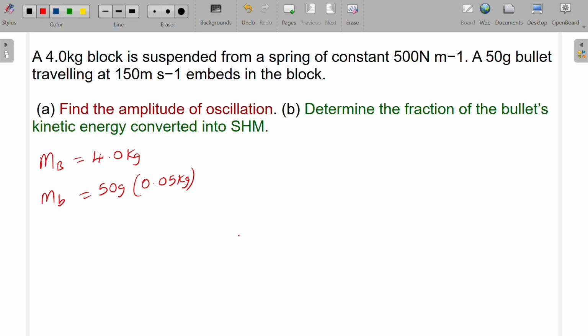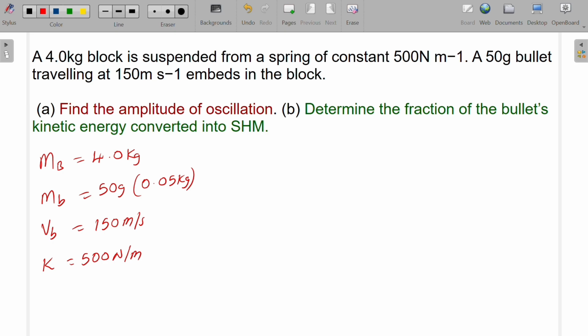All right. So we are given, say, the bullet is traveling at a speed. So we'll use VB again, V with the small letter b to mean the speed of bullet. So it's given to be 150 meters per second. But from that, we are given to say we have the spring constant K to be equal to 500 newtons per meter. So this is the information we are given from the question, and the first part is telling us to find the amplitude of oscillation. Now, how do we find the amplitude of oscillation?